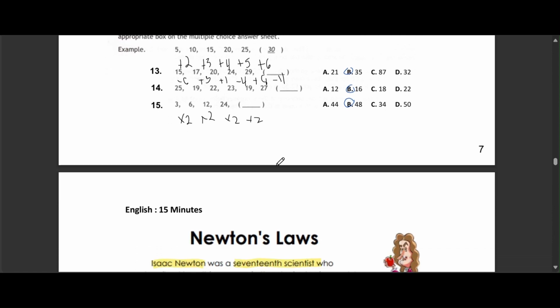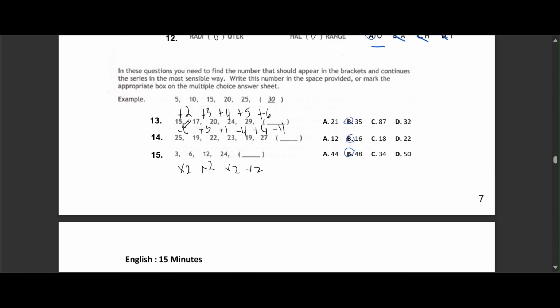Question 13. 15, 17, 20, 24, 29. What comes next? Our options are A, 21, B, 35, C, 87, D, 32. The answer is B. To find the pattern, let's look at the differences between the numbers. 15 to 17 is a difference of plus 2.